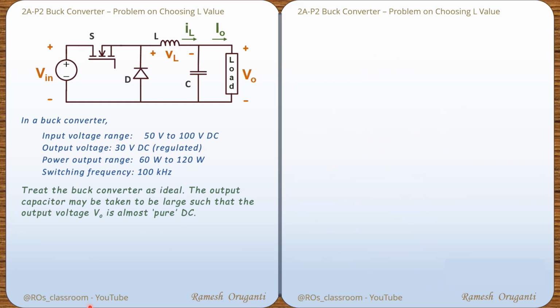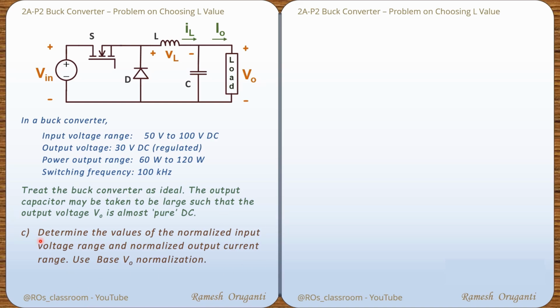Determine the values of the normalized input voltage range and normalized output current range. Use base V0 normalization. In previous videos, we developed two types of normalization. One to use the input voltage Vin as the voltage normalization factor, and the other to use the output voltage V0 as the voltage normalization factor. Both of these normalization methods are covered in the video PE2A6. Since we are regulating the output voltage to be constant, it is convenient to use base V0 normalization here. That's what we will do.